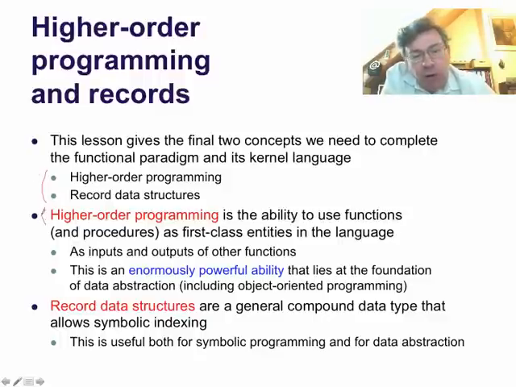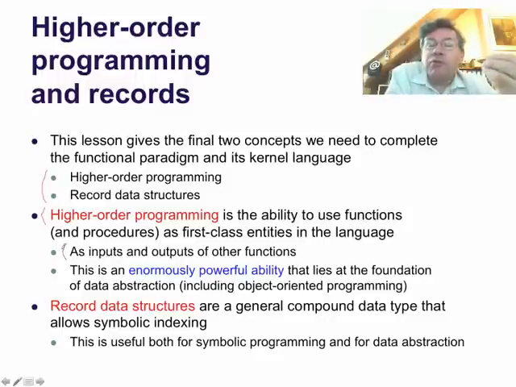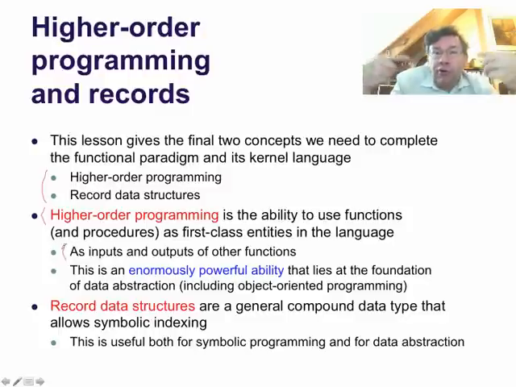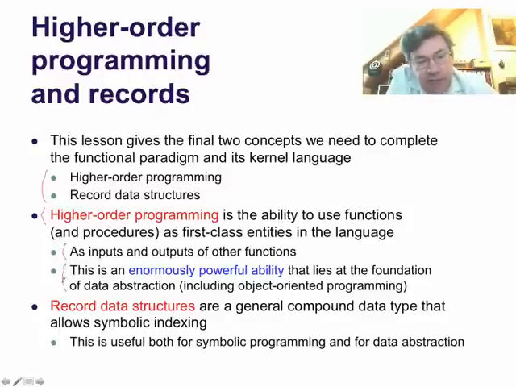So first of all, higher order programming is the ability to use functions and procedures, of course, as first-class entities in the language. So we can use them as inputs and outputs of other functions. We can have functions that are parameterized by other functions and that return functions that have new behavior. So this is an enormously powerful ability, and in fact it's at the foundation of data abstraction.